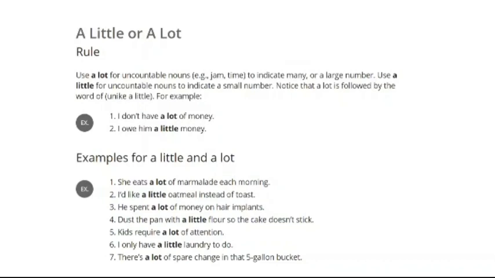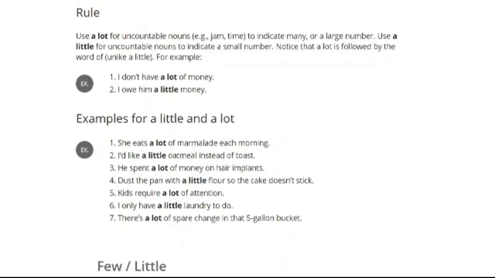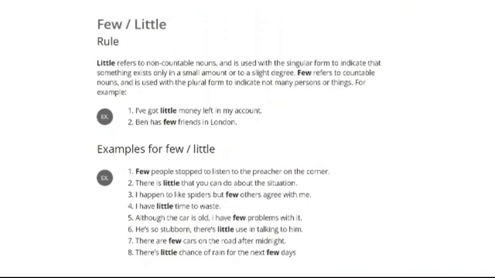Now, after that, the next one is the few or little rule. Little refers to uncountable nouns and is used with a singular form to indicate that something exists only in a small amount or to a slight degree. Few refers to a countable noun and is used with a plural form to indicate not many persons or things.